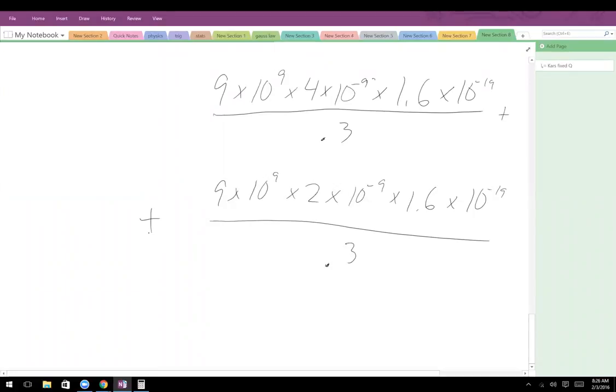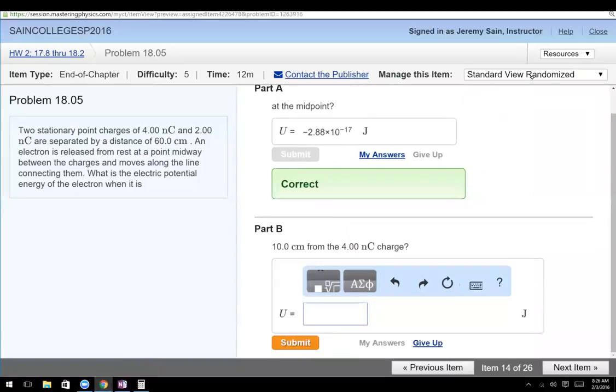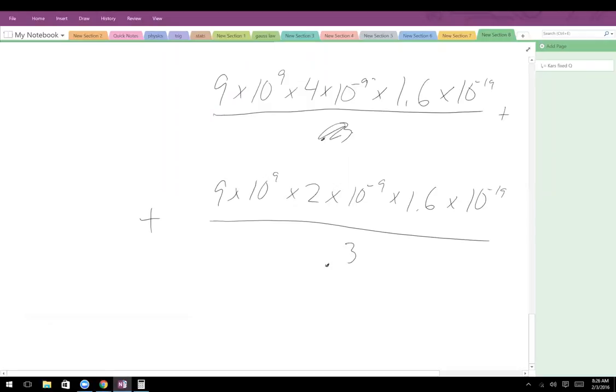For part B, it's the same thing. The only thing that's changed is instead of putting it in the middle, you're putting it 10 centimeters from the 4 Newton charge. So that one will change to 0.1, which means that one will change to 0.5. But otherwise, the problem's exactly the same. So, cool.